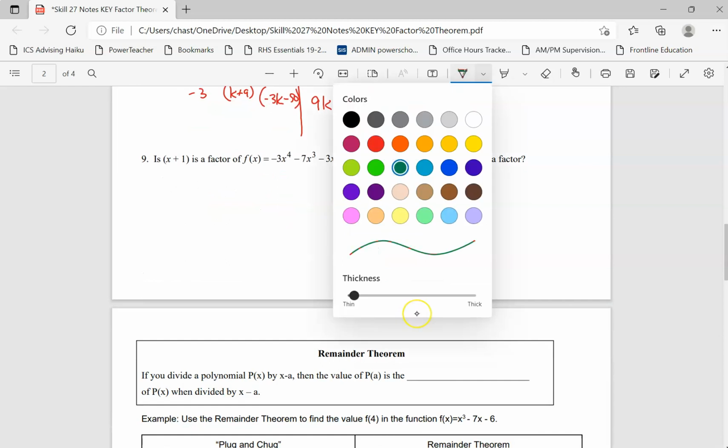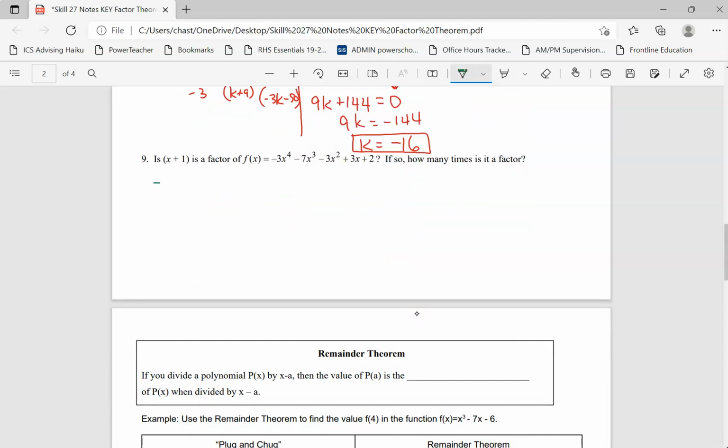Okay, next one here, x plus 1, so we use negative 1. And it's asking if it's a factor. So we're going to check and see. Bring down your negative 3. And the remainder is 0, so yes. Oh wait, but it says how many times. Okay, so this gives me negative 3x cubed minus 4x squared plus x plus 2.